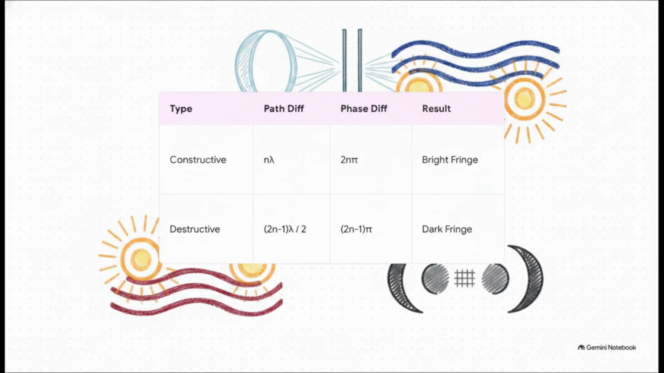And this brilliantly illustrates exactly how these mathematical rules play out in reality. Check out the constructive interference row. If the path difference is a whole number multiple of the wavelength, written as nλ, the phase difference is an even multiple of π, and boom, we get a bright fringe. But look at the destructive row. If the path difference is an odd half wavelength, written as (2n − 1)λ/2, they arrive totally out of phase. Crest meets trough, and we get a dark fringe.